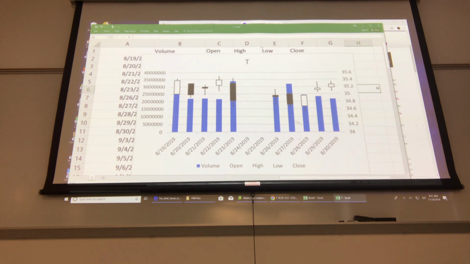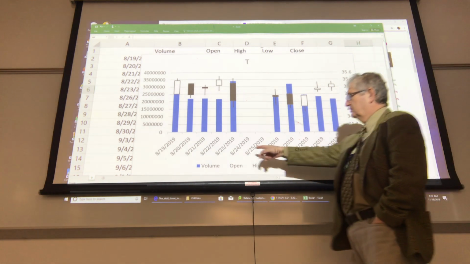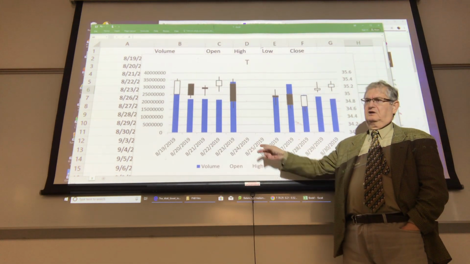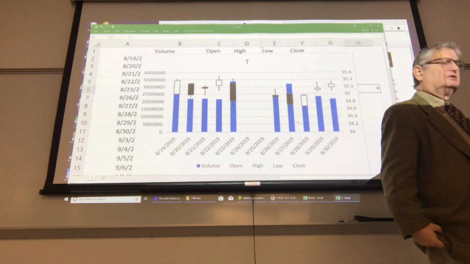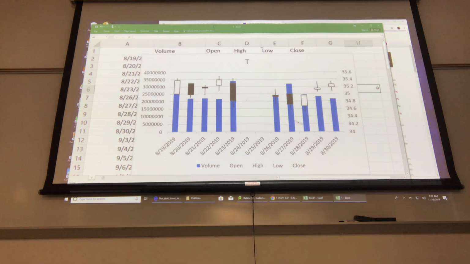Why don't I have data? What happens here? August 24th and 25th. Oh, the market is open? The market is not open. What's happening? It's a weekend. It's Saturday and Sunday. I have data only for the periods that I have data. Now I don't have blue, I don't have green and red. I have white and black.